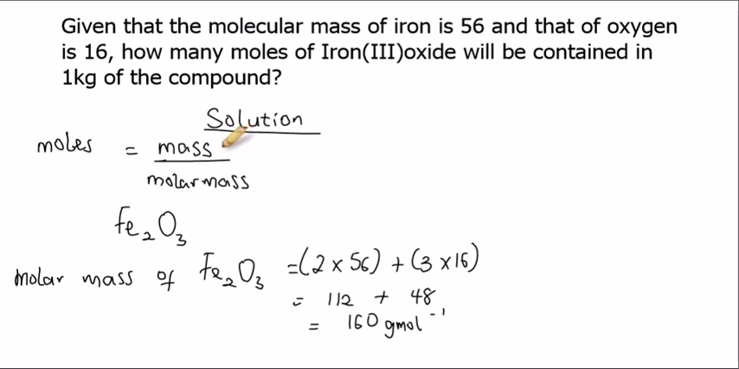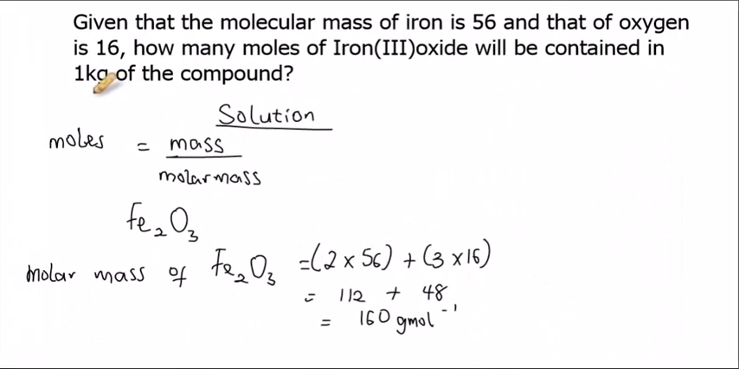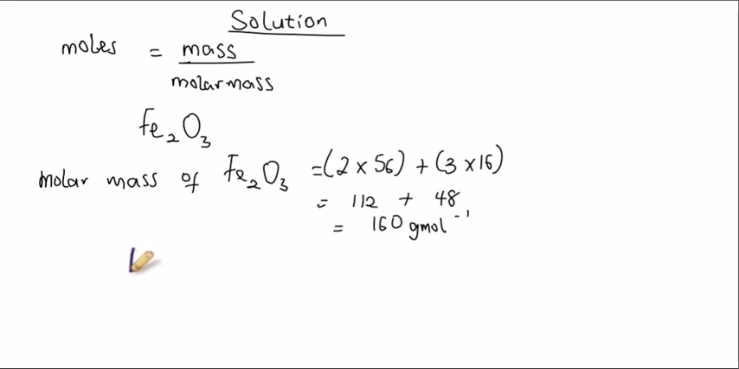The mass of the compound is given, so we can proceed to calculate the number of moles present in it. The mass of the compound is 1 kilogram, and we are working with grams here, so we have to convert this to grams. Since the unit is not the same as the one we are working with, we need to convert so as to have an accurate answer. As we all know, 1000 grams makes 1 kilogram. So I'll be stating here that 1 kilogram equals 1000 grams.